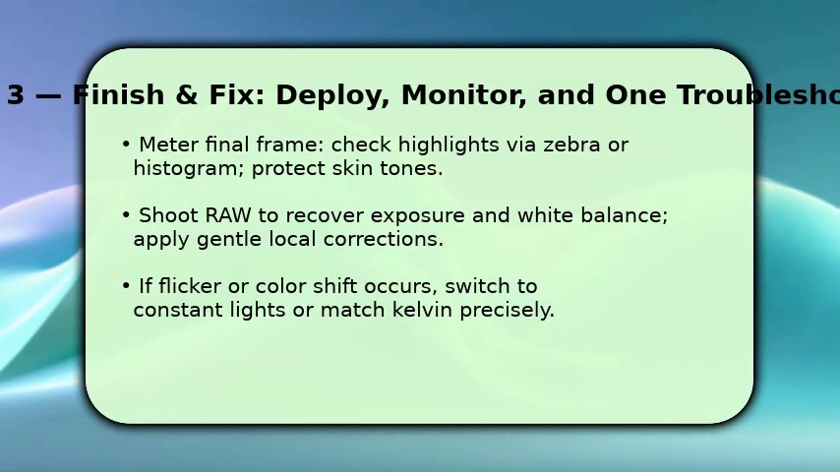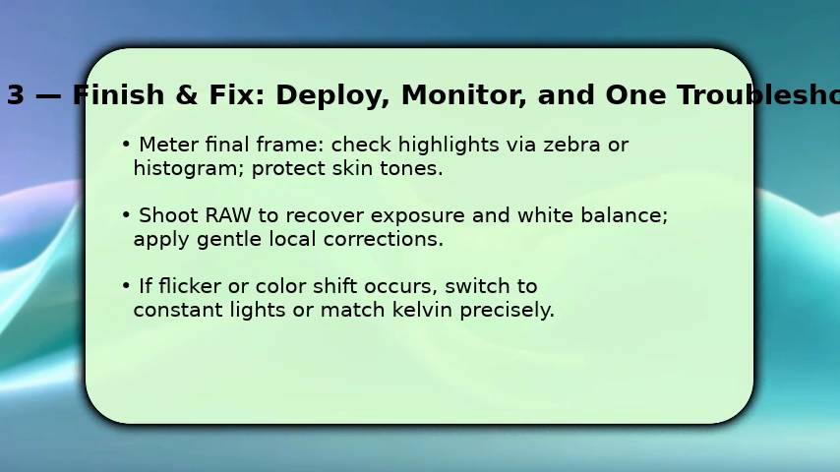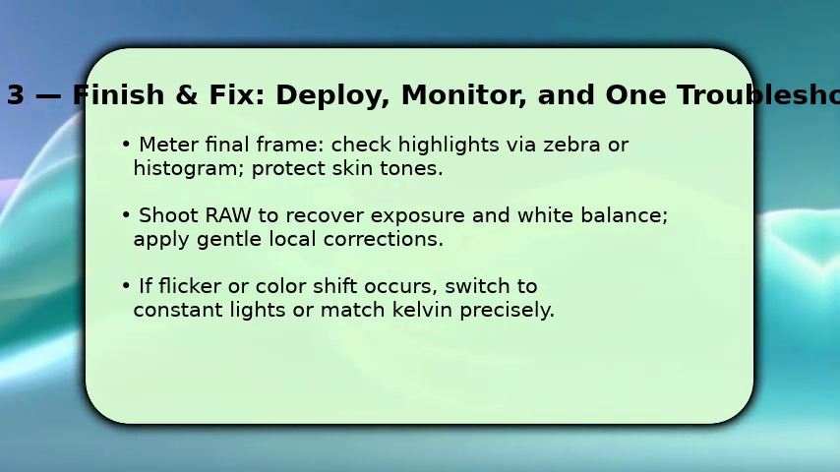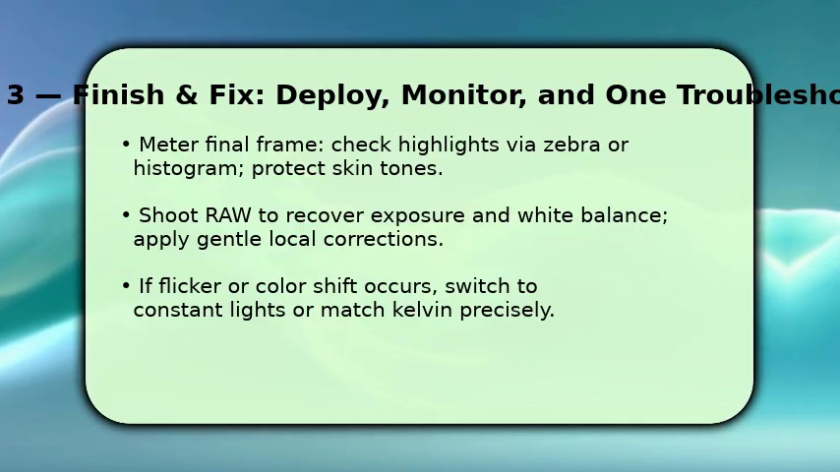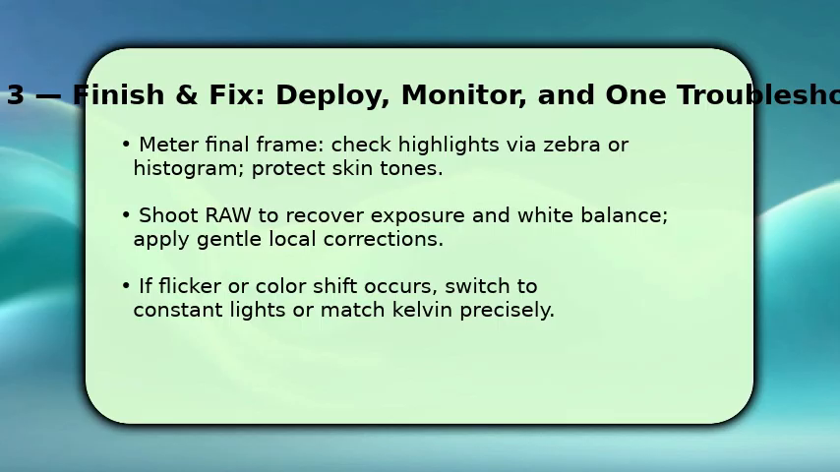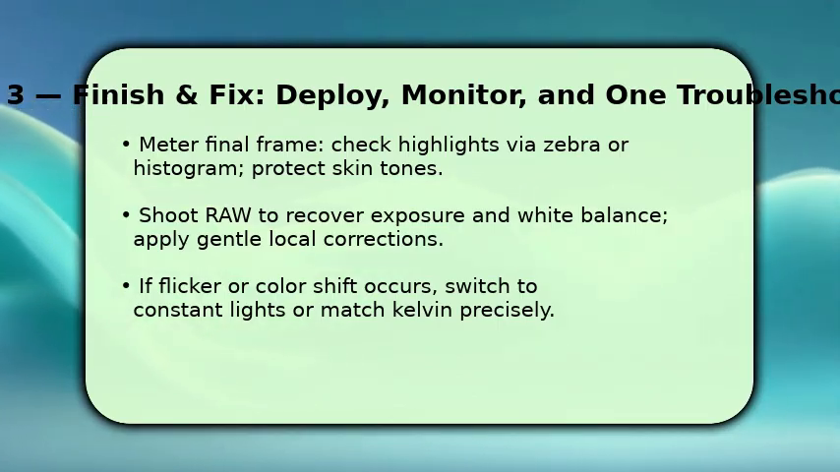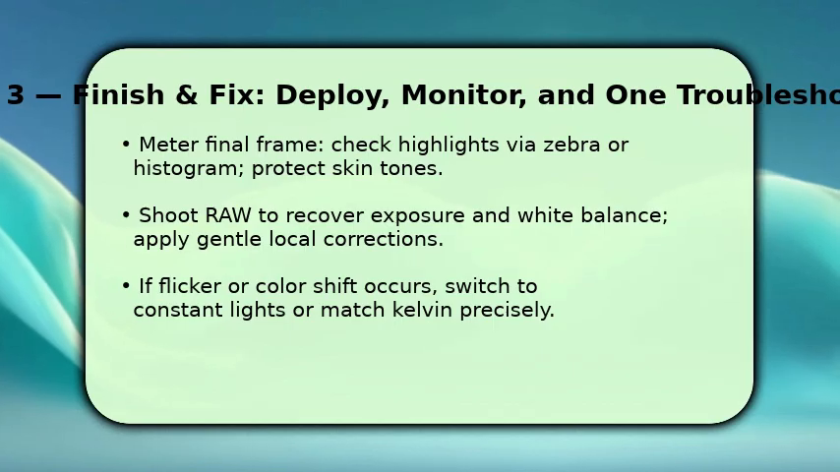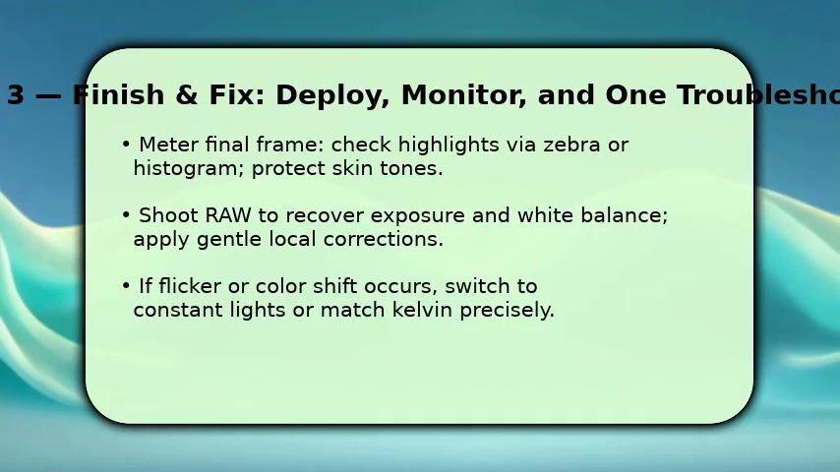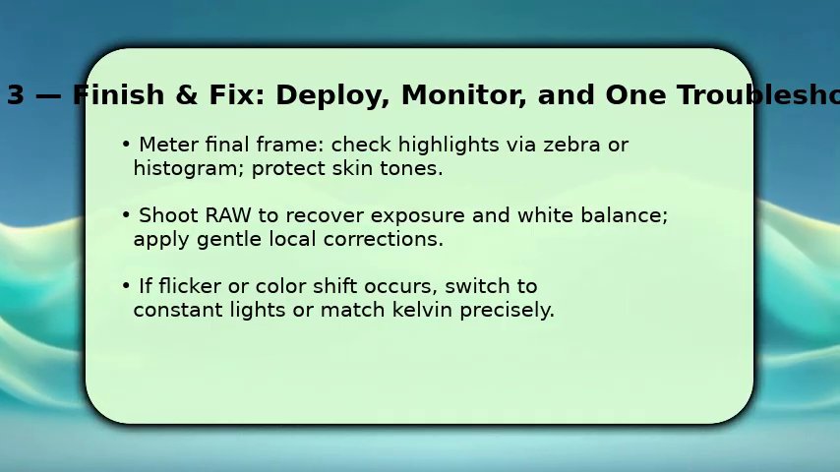You finish by metering and reviewing. Use zebras or the histogram to ensure highlights aren't blown, and confirm skin tones sit where you expect. Shoot RAW so you can recover exposure and refine white balance in post. This preserves dynamic range and color nuance. If you see flicker or sudden color shifts, switch to constant lighting or match all sources to the same Kelvin value, because inconsistent light wrecks continuity. One troubleshooting tip: when colors shift, remeasure white balance on a neutral card and reapply.